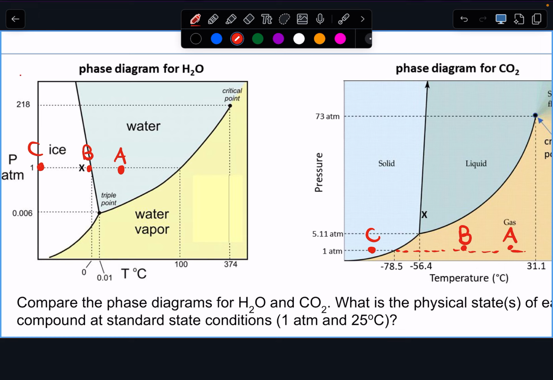Now the scale on this is different because the properties of CO2 are so different that it wouldn't be a good representation for us to use this scale of pressure and temperature. So obviously they look slightly different from each other, but you still get the right answer. All right, so B, which is 0 degrees Celsius and 1 atmosphere of pressure, CO2 is still a gas.